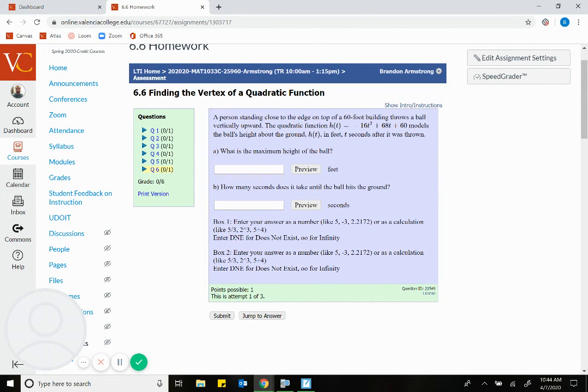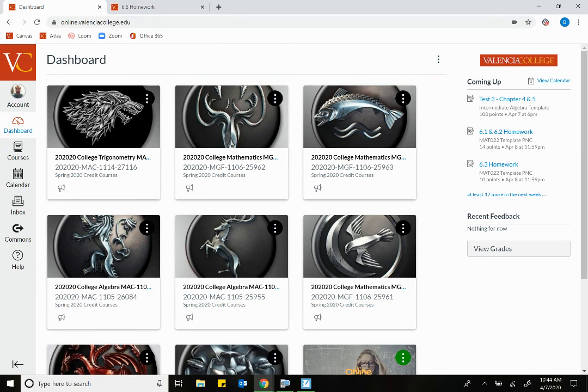Okay? When in doubt on weird equations with large numbers, run the quadratic formula when you're finding something that hits the ground or splashes down. And that is everything you need to know about 6.6. Good luck. You did it. You guys got this.